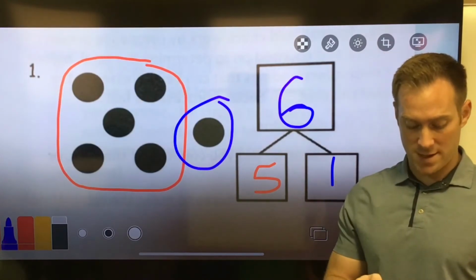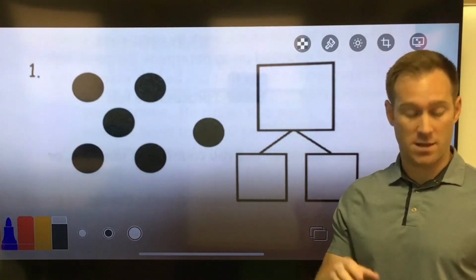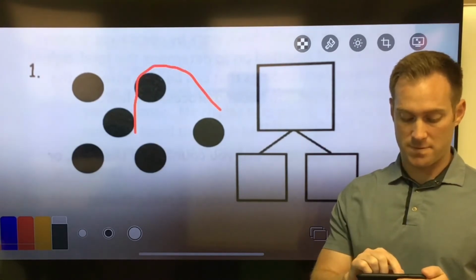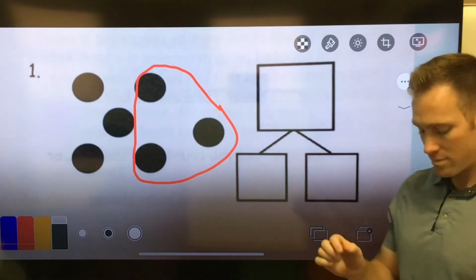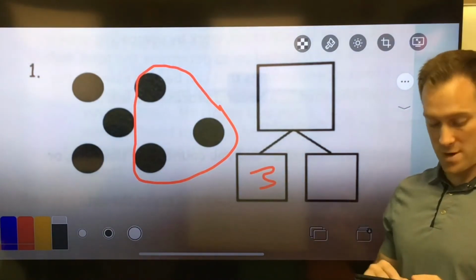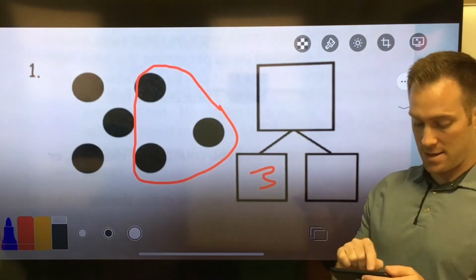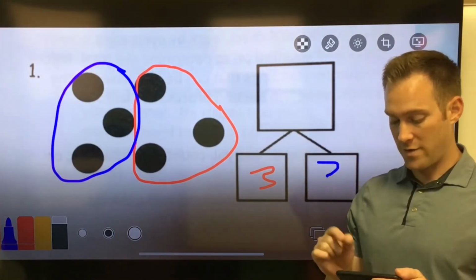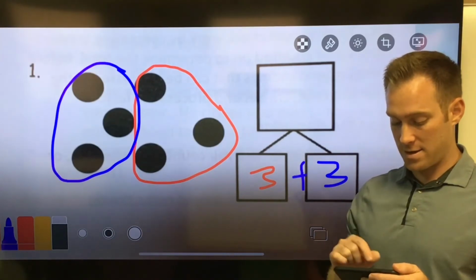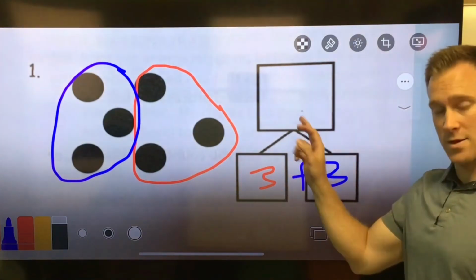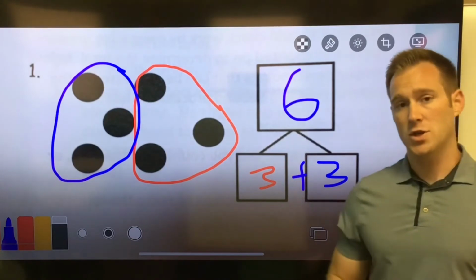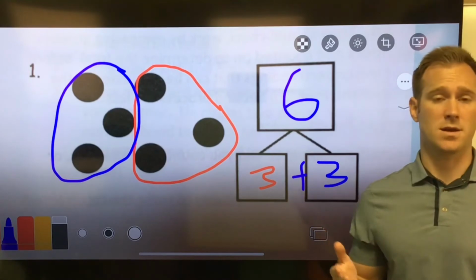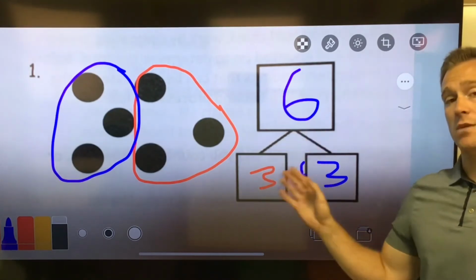I can definitely do this in a different way that a lot of students are going to be able to see. I can connect these 3 and say that I have 3, and I see that I have these 3 dots here. I have another 3, and when we add these 2, it's going to make 6 again. So in today's lesson, you are going to be able to solve different ways to solve our number bonds.